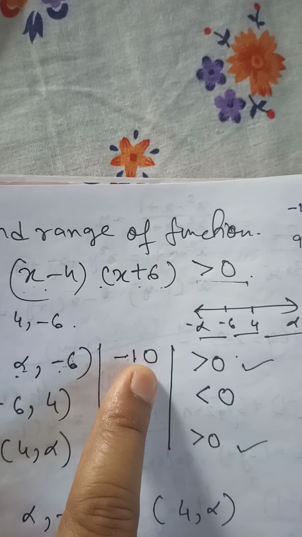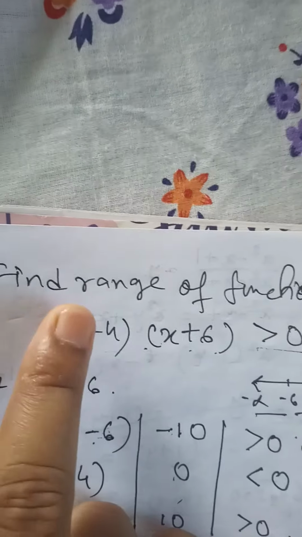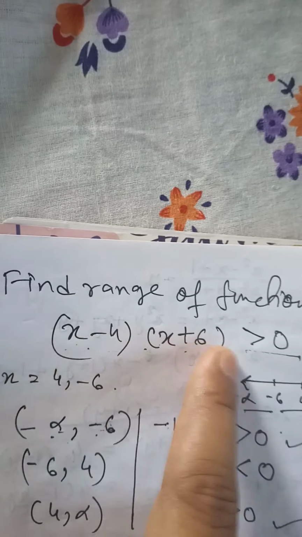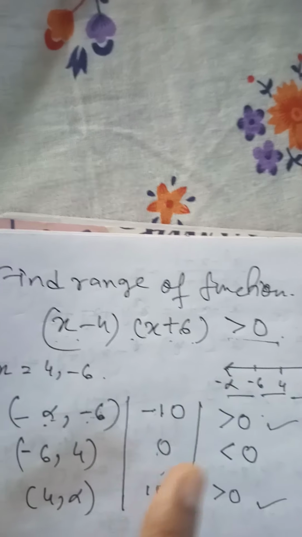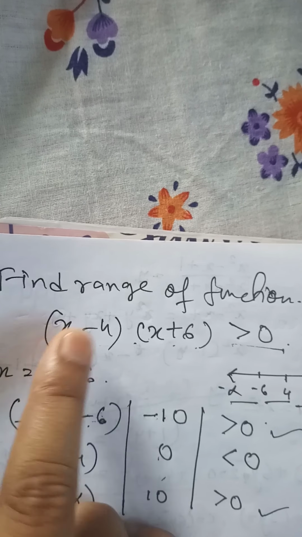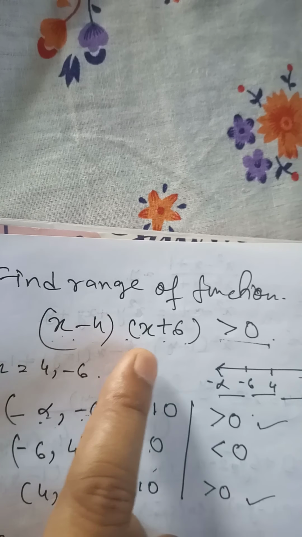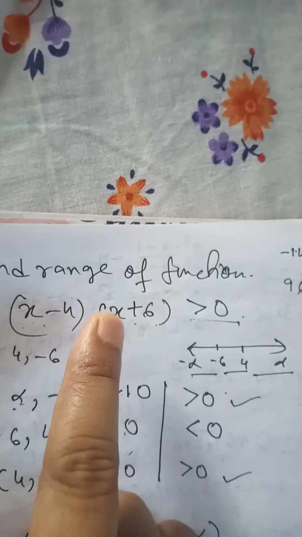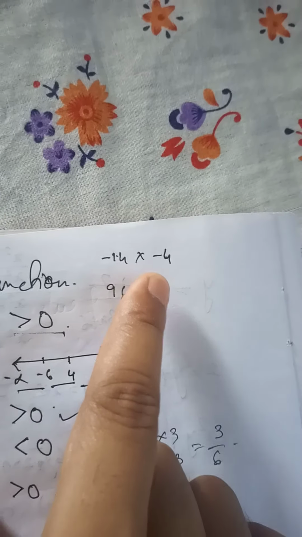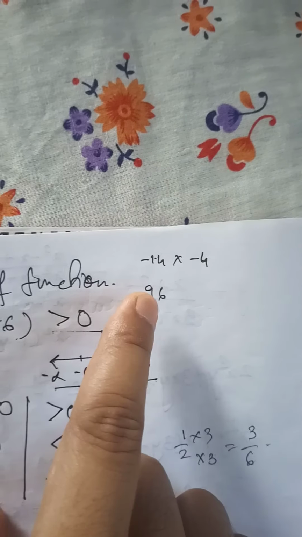Now putting that minus 10 in the given function f of x, what is the value of x coming? If you put minus 10 over here, that means minus 10 minus 4 is minus 14, and minus 10 plus 6 is minus 4. Ultimately it is coming minus 14 into minus 4, that is plus 56. So that is greater than 0.